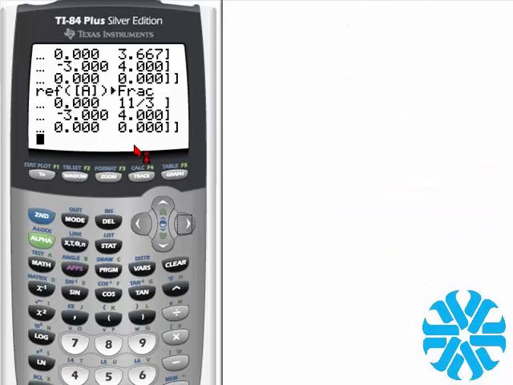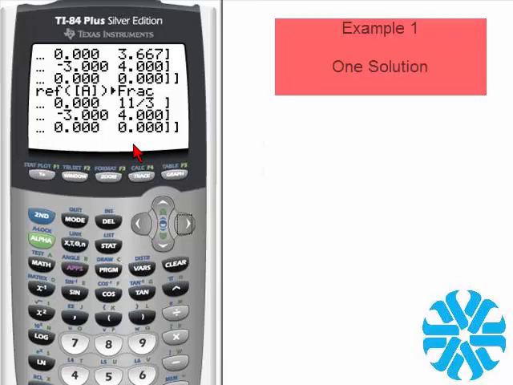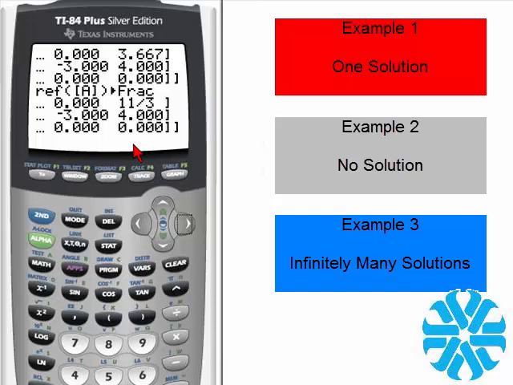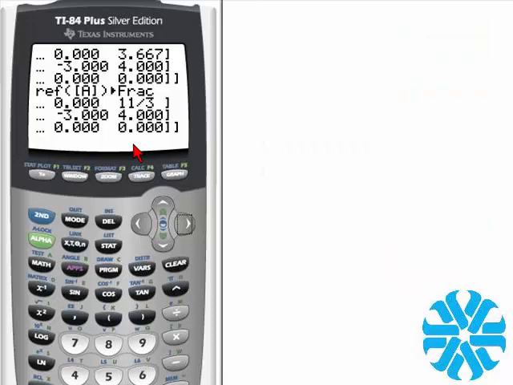So now we've been through 3 possible situations. For the first example, there was 1 solution. In the second example, there were no solutions. And in the third example, there were infinitely many solutions. And remember that we used the reduced echelon form of the matrix to get our answers. So this concludes the video on using the matrix option and the reduced echelon form.